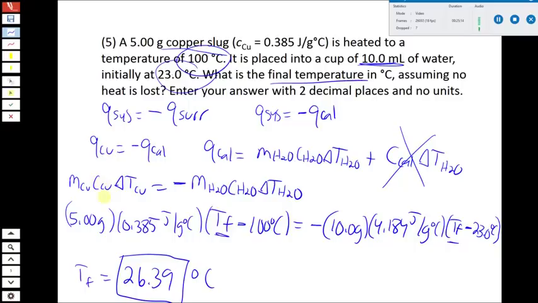It's just setting the heat for the system equal to the negative heat for the surroundings. In this case, we're treating the surroundings as just the water in the cup that we're placing it into, and no other details are needed. All right, questions on that? Yep.